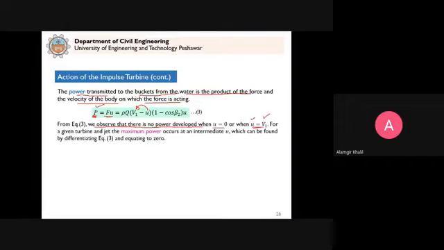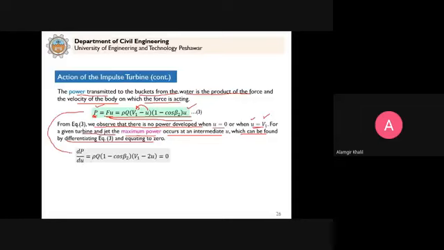So it means that for a given turbine and jet, the maximum power occurs at an intermediate u, which can be found by differentiating equation 3 and equating to 0. Since we transfer the power and the power can be 0, for the maximum condition we can differentiate this equation with respect to u and equate to 0. So you will get the condition for which power is maximum. So you differentiate the above equation with respect to u and equate to 0. So we get this condition.